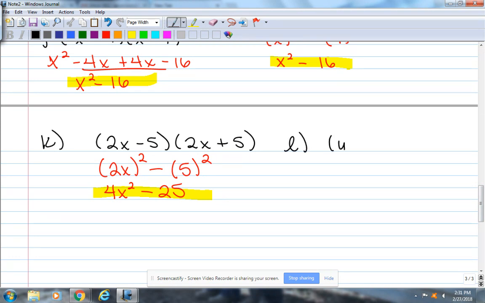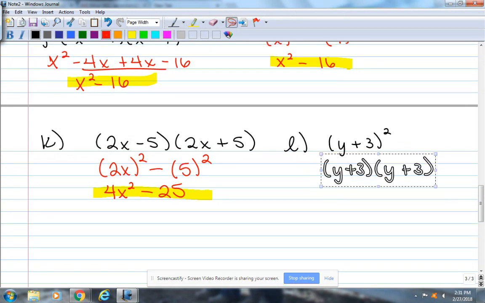y plus 3 squared. This is not the same as a difference of squares. This is just a binomial squared. What does it mean to square something mathematically? Something times itself, right? Anything times itself is a square. So y plus 3 squared means y plus 3 times what? y plus 3. Y plus 3 squared means y plus 3 times y plus 3.